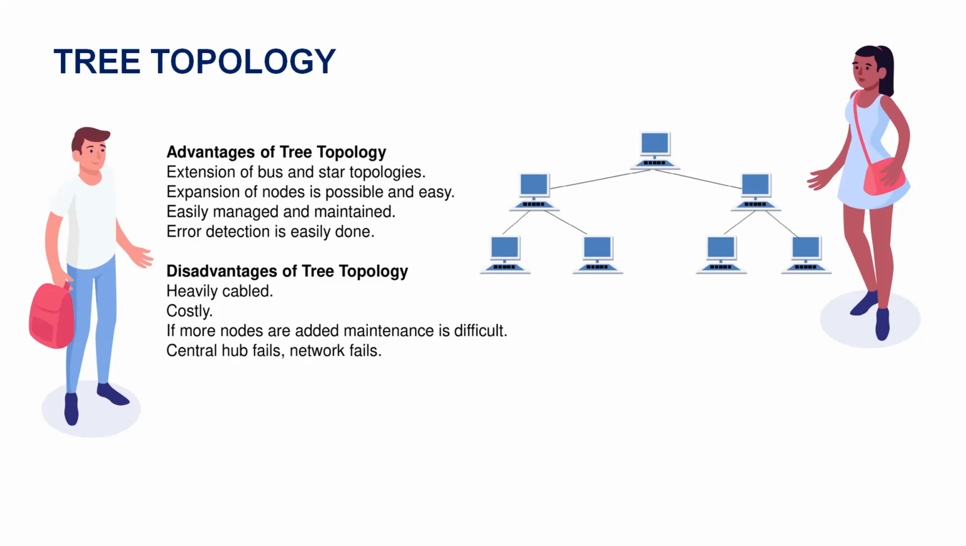But the problem is when the network increases, the cables become very heavy and it is costly, and after more nodes are added, maintenance is very difficult. If the central hub fails, then the whole network will fail. So that's why sometimes it is used, sometimes it is not used. Tree topology is sometimes used, sometimes not.